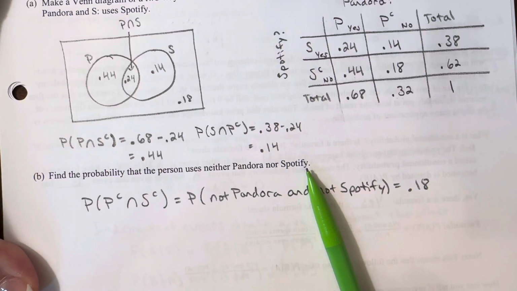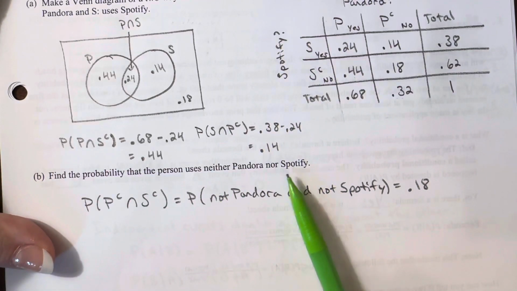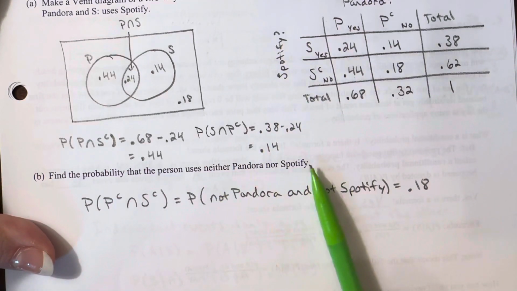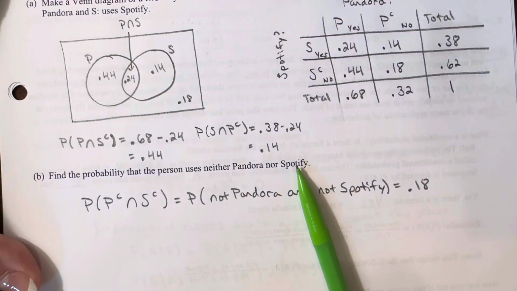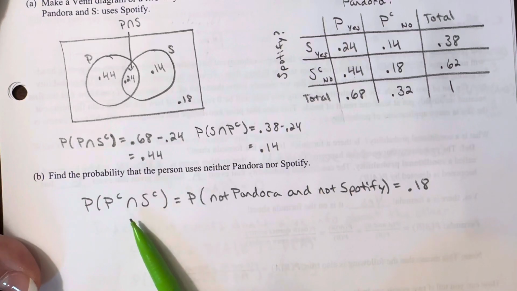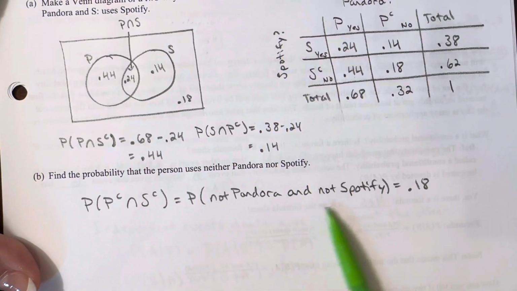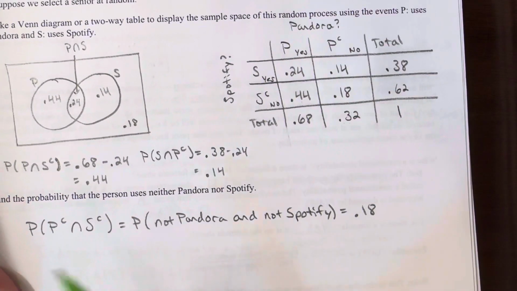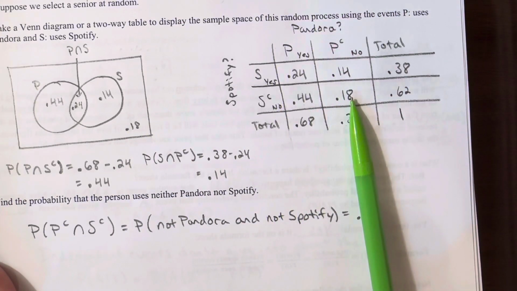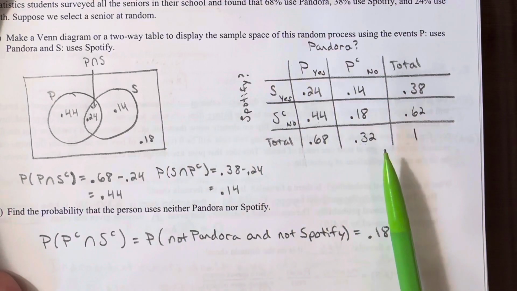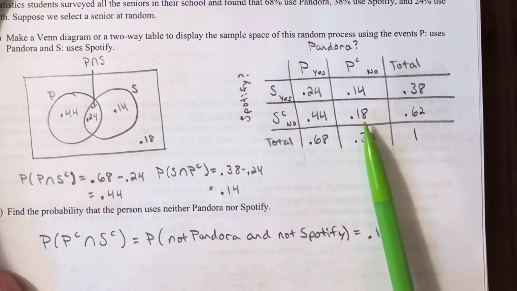Now, finally, for letter B, find the probability that the person uses neither Pandora nor Spotify. Now, neither nor means that they're not using either one. Right? They don't use Pandora and they don't use Spotify. So the probability of not Pandora and not Spotify is that 0.18. It's the group outside, which is the group here. Whichever one you chose to write down, that's how you would find that 0.18.